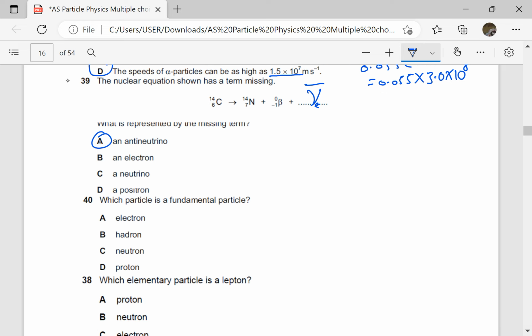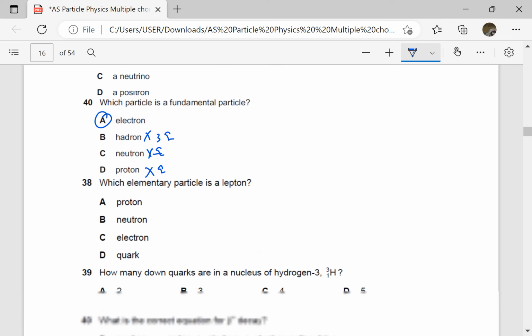Which particle is a fundamental particle? That is an electron. The neutron is not, a proton is not, because a hadron has 3 quarks. A neutron has quarks, a proton has quarks. These ones have quarks. Which elementary particle is a lepton? This one is a hadron, the neutron is a hadron. An electron is a lepton. A quark is not a lepton.